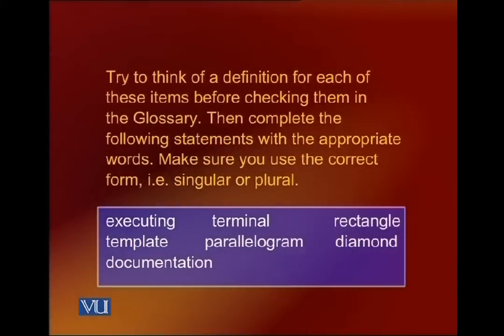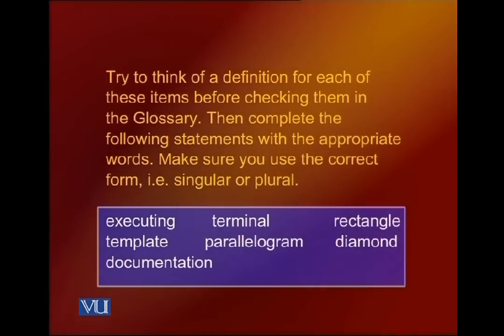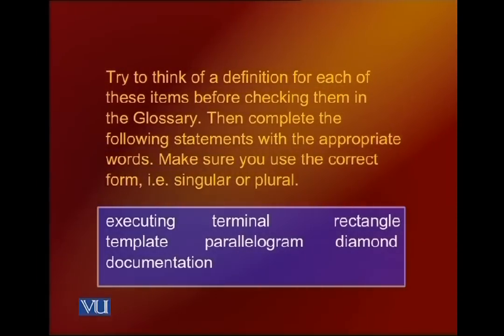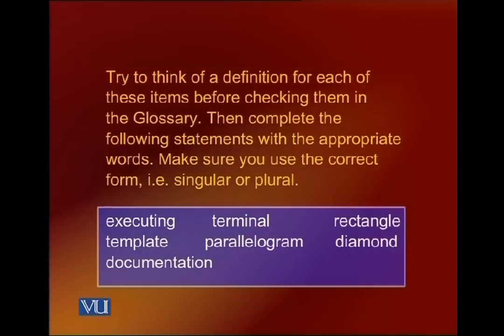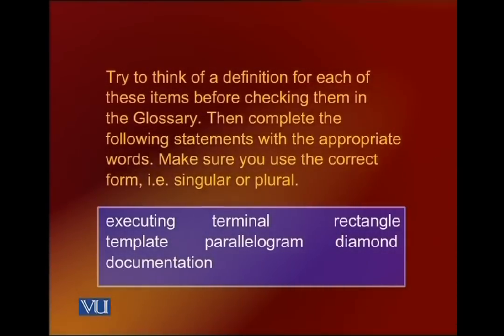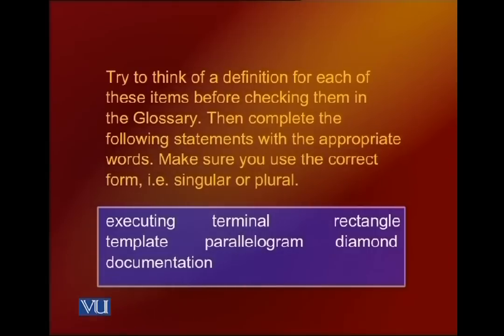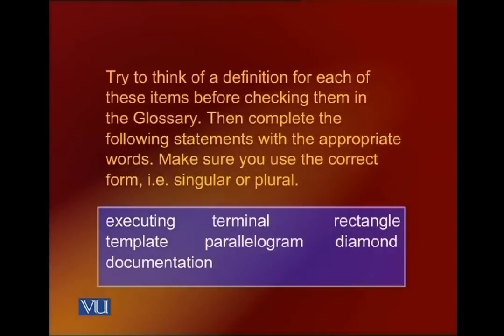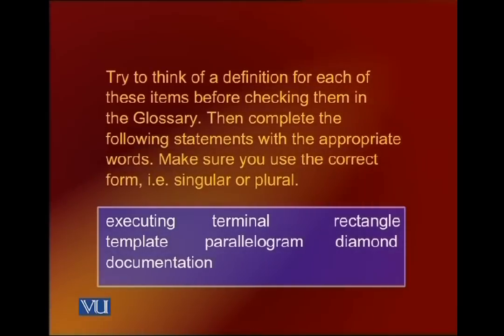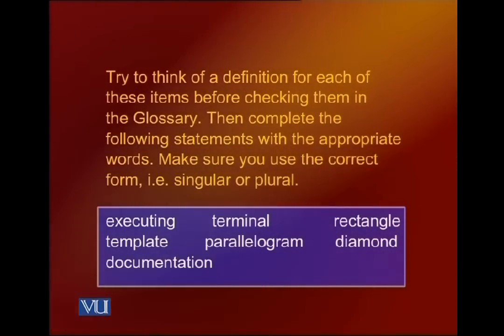Now, next we will review the contents that you read. Just try to remember, try to think of a definition for each of these items you will see in the box, in the word bank. Complete the following statements with the appropriate words and make sure that you are using the correct form, the singular or plural. You've got 7 words in the word box. And the words are executing, template, documentation, terminal, parallelogram, rectangle, diamond.